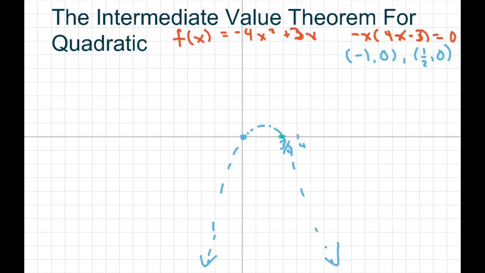I factored out the negative x here, and then I just solved for x. If you do that, you're going to get negative x equals 0, and 4x minus 3 equals 0. When you solve for that, you get x equals 0, because that's just what it says, and this one's going to be x equals 3/4. So that means that's where it crosses the x-axis.